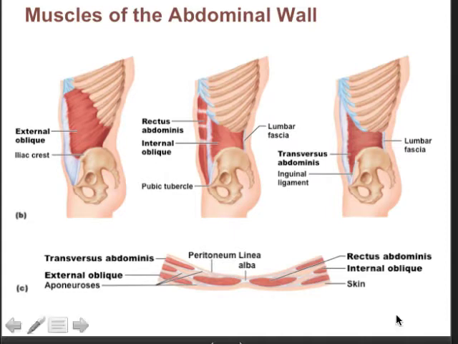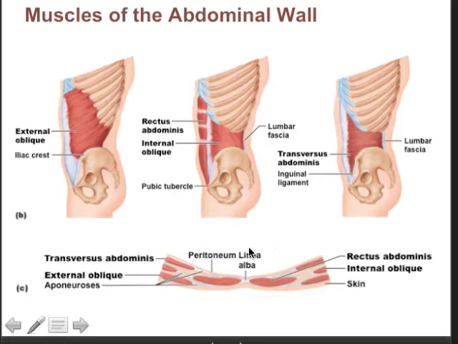And what you can see here, again, is a look from superficial to deep from the lateral view. So that's the external oblique. Underneath it, you can see the internal oblique, and you can pick up the rectus abdominis once we've moved this aponeurosis out of the way. And then the deepest set of muscles are the transverse abdominis, which have fibers that run at right angles to the long axis of the body.